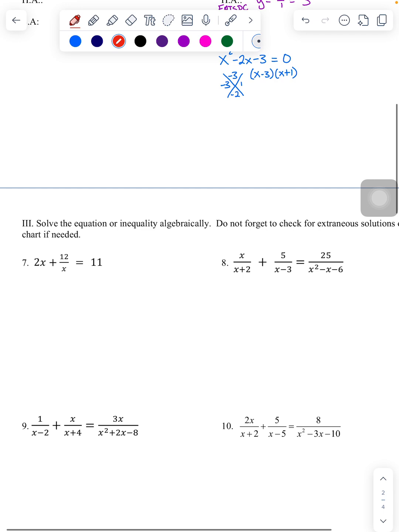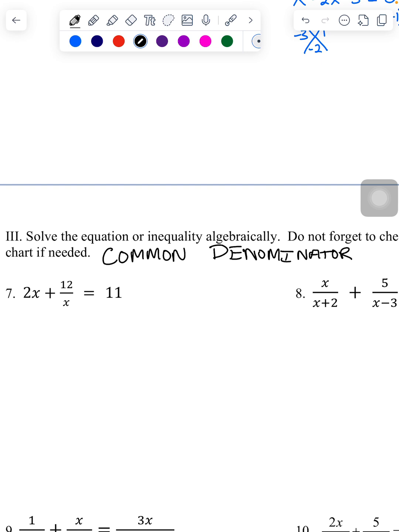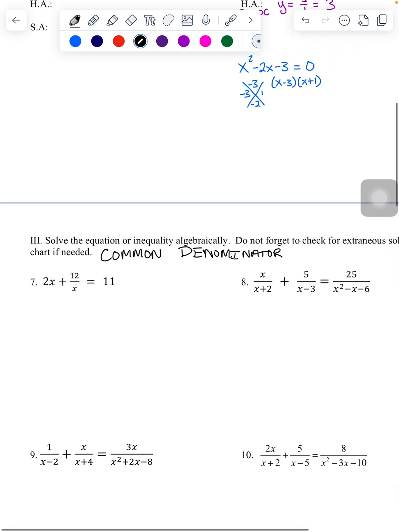So it says solve the equation or inequality algebraically. Okay, the most important part with these types of equations is we must have some sort of a common denominator. When we're solving equations that deal with fractions, we have to have a common denominator. If we don't have that common denominator, it is very, very hard to solve the equation. Okay, let's do number 8.